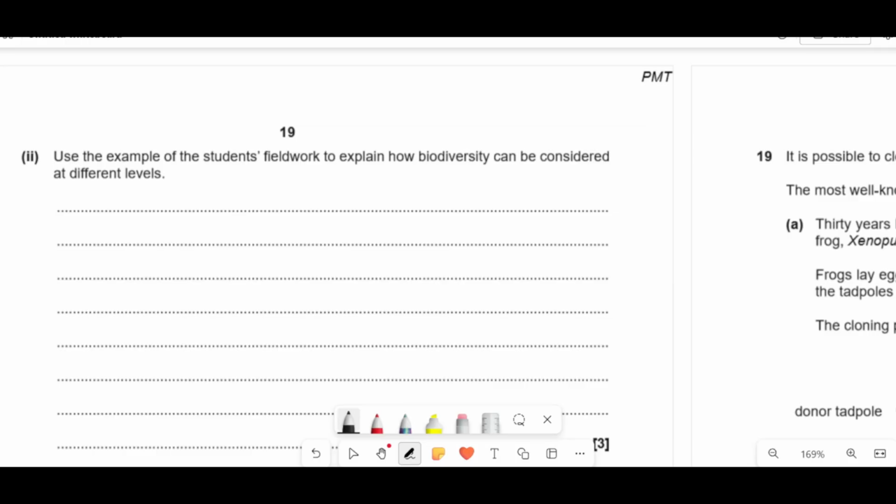So the idea here is that when you're doing biodiversity, there are multiple ways of doing it. You can look at the species richness, you can look at the species evenness, you can look at the genetic diversity, you can look at the biodiversity index that we got, also the habitats. There are different ways of comparing it. We need to use examples of their fieldwork to see how we can consider it at different levels, meaning what can we do to look at those different things, right?